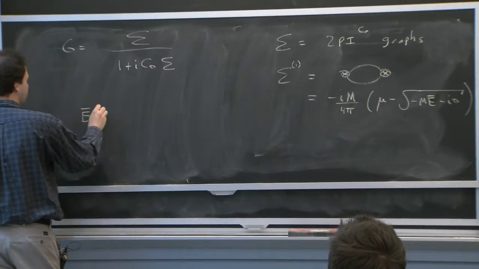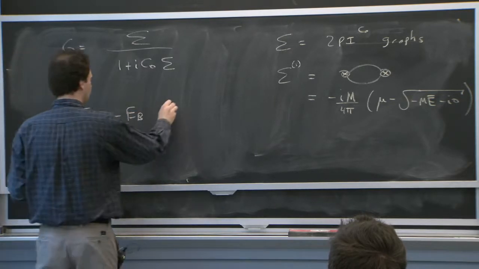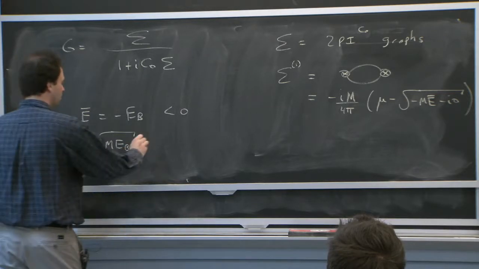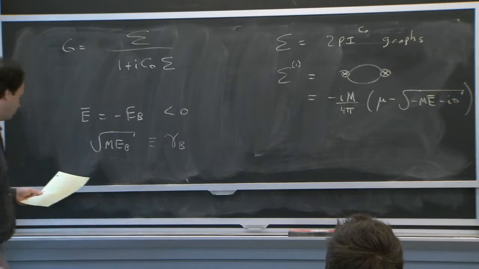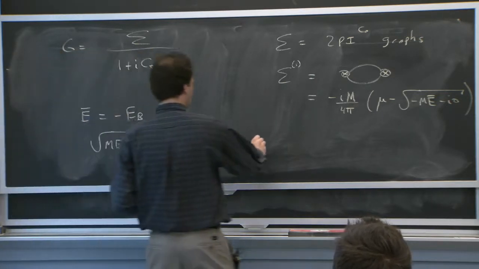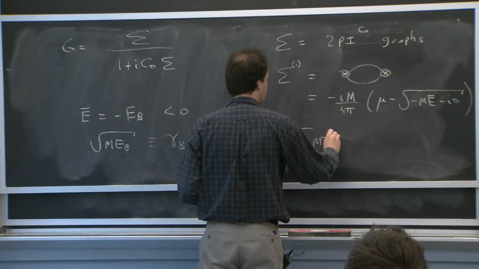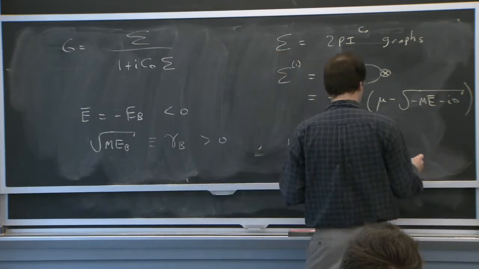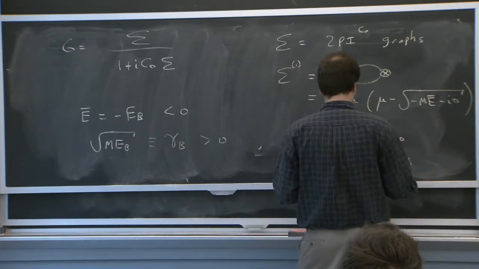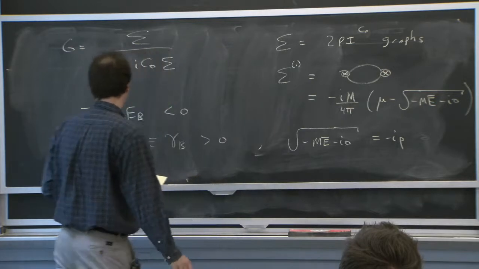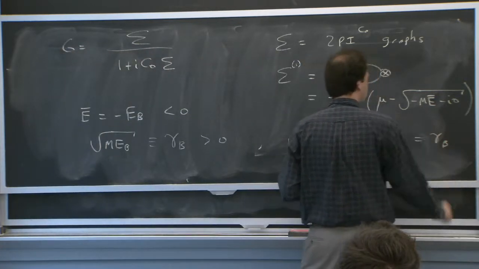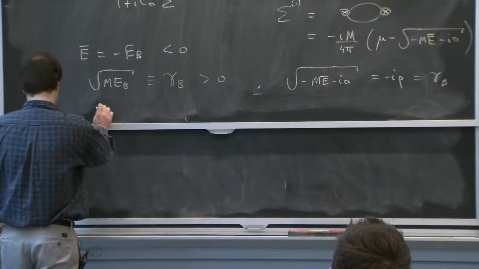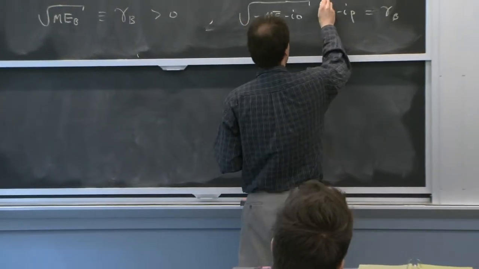So you could think of making a positive energy by taking E bar to be minus E bound, which is less than 0. And then the square root would be the square root of M E_B. And it's convenient to define that to be something. So I'll call it gamma B. So that's some quantity greater than 0. And with this little notation, this square root of minus M E bar minus i0 is equal to minus ip. And we're looking for whether that would be sort of going over to this gamma B. Sorry, so this is equal to gamma B. So gamma B is just like a momentum version of the bound state energy, absorbing the extra i. This is what it would have been previously, but now it's gamma B.